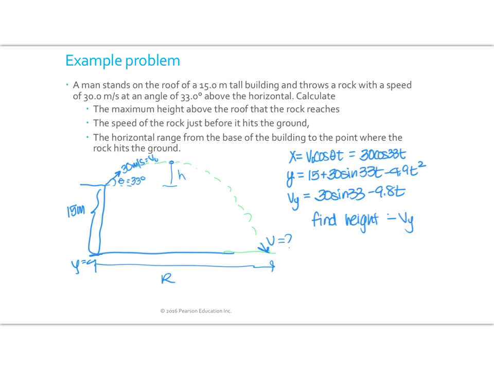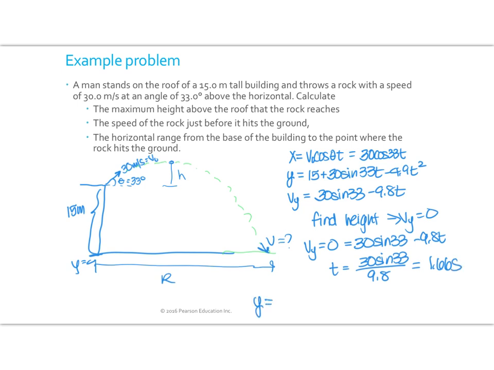We use that Vy is equal to 0 at that time. So Vy is equal to 0 is equal to 30 sine of 33 minus 9.8 t. So t is going to be the 30 sine of 33 divided by 9.8, and I find a time of 1.66 seconds. I'll use that in my y equation.